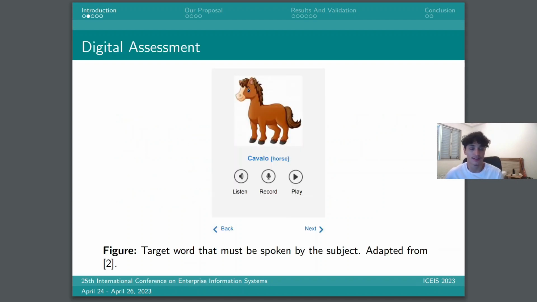So here is an example of the digital assessment. When the subject sees this image, he must speak naturally the word cavalo, which means horse in English. This is commonly used to apply phonological assessments on children.